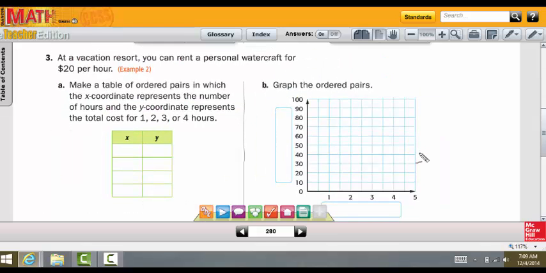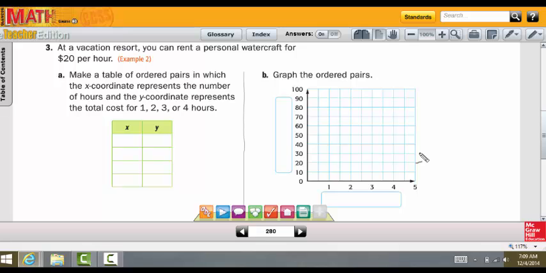Now let's take a look at problem number 3. At a vacation resort, you can rent a personal watercraft for $20 per hour. So immediately we ought to be thinking about the fact that our slope, or m, is going to equal 20. Make a table of ordered pairs in which the x-coordinate represents the number of hours, so I'm going to mark that as H, and the y-coordinate represents the total cost, so I'm going to mark that C, and they want us to do it for 1, 2, 3, and 4 hours.